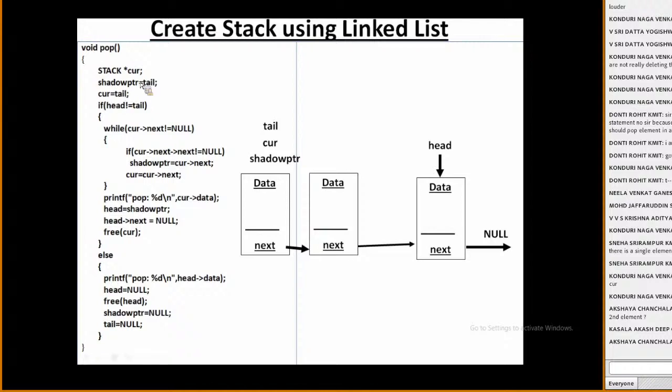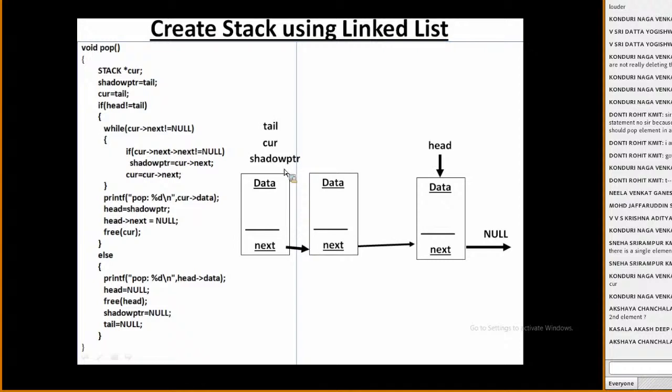Now, in the pop function, I'm using the shadow pointer, right? That shadow pointer, as you are seeing it in the diagram, this is the tail and this is the head. I'm making an assumption that there are three nodes in your stack, right? This is the bottommost, this is the middle, and this is the topmost. The bottommost always is represented by tail. The topmost is always represented by head, as we had seen in the diagram.